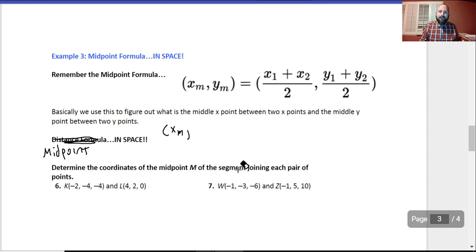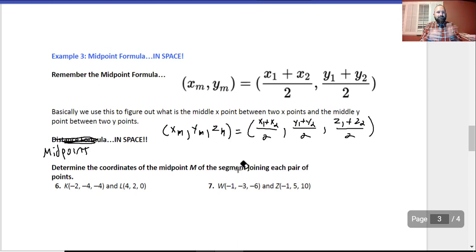So xm, the midpoint of x, and the midpoint of y, and the midpoint of z will equal x1 plus x2 divided by 2, and then add the y's, divide by 2, and then add the z's, and then divide by 2. That's it. Just add the values, divide by 2. Add the values, divide by 2.